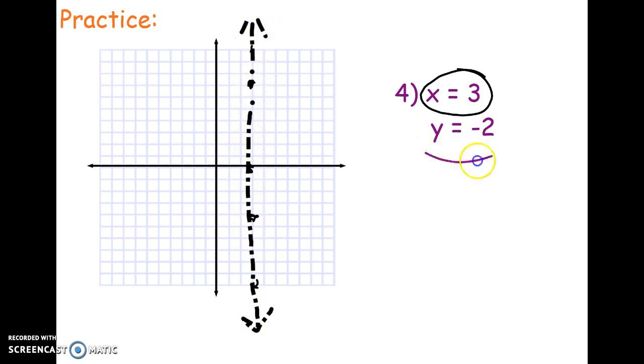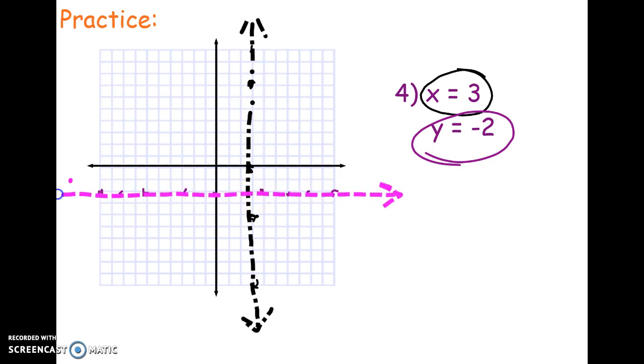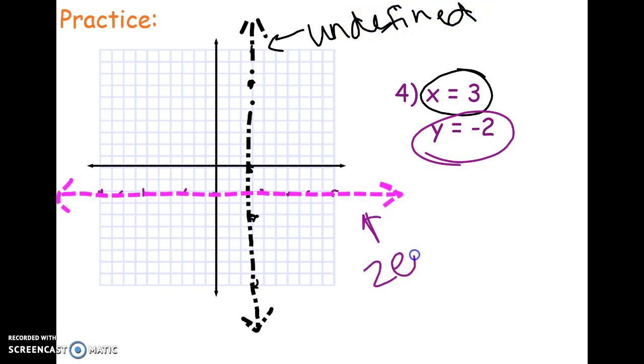Then I do the same thing for this one. I find y values of negative 2. So here's one, and here's another, and another. So I connect all of those, and I end up with a horizontal line. Remember, undefined slope for vertical, 0 slope for horizontal. Very important.